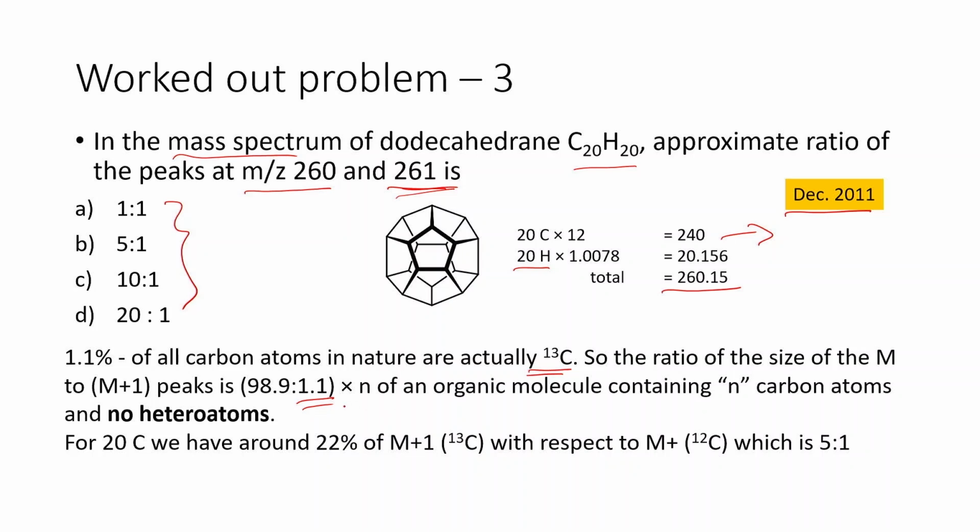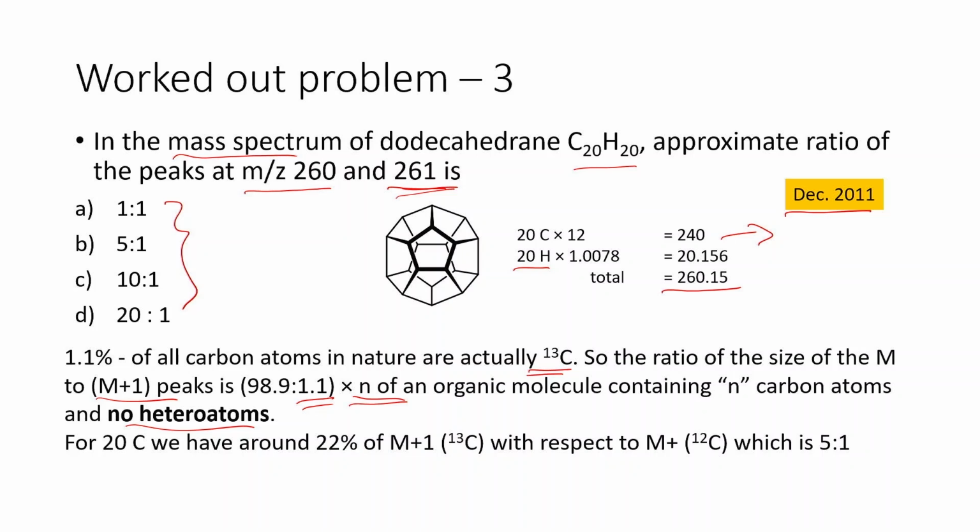So in this particular case, to calculate the ratio of M and M+1 peaks, which corresponds to 98.9 is to 1.1, we have to multiply by the number of carbon atoms that is present in that organic molecule. And one important thing for using this formula is the molecule should not have any heteroatom. So this molecular formula, what is given, is C20H20. So there is no heteroatom present. So we can directly use this formula.